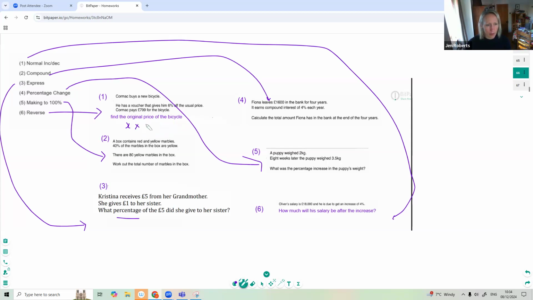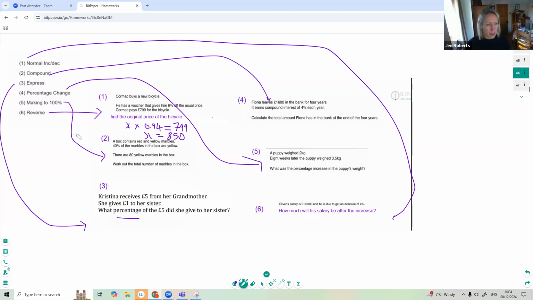Okay, hopefully you were thinking, oh, I've done this a different way here. 94% as a decimal is 0.94. So something times 0.94 equals 799. Divide both sides by 0.94. Well, this makes more sense. Gives us 850. There we go. So the bike originally cost £850, but we've got a discount of 6%. So 799 he paid for the bike.